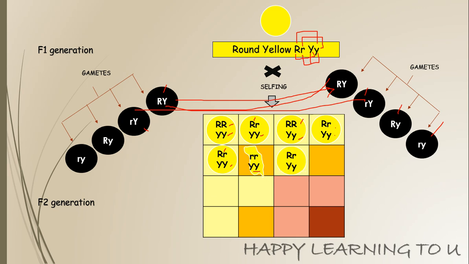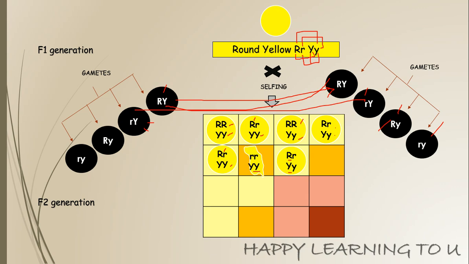Next, we are here on this. So this one with this one. So what you have is a capital R, small r and a capital Y, small y. Again this is the dominant one. So you will have a round seed shape and this yellow is dominant. Capital Y is dominant, which will again give it a yellow color.